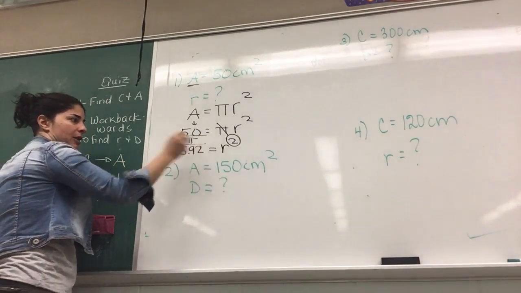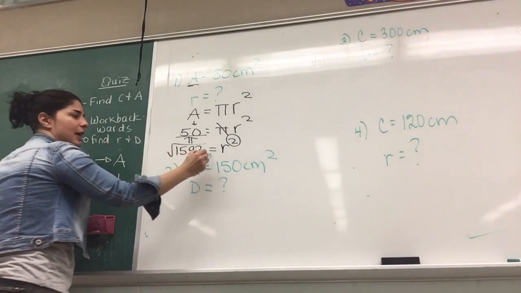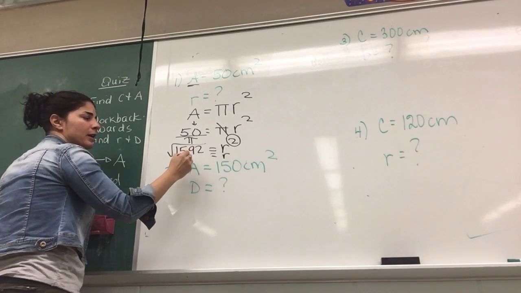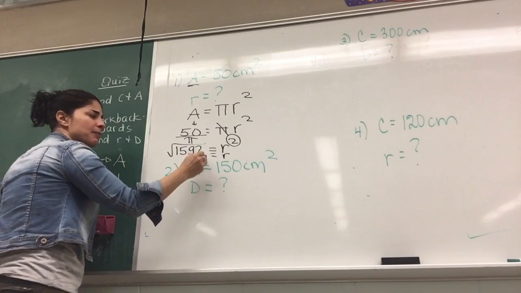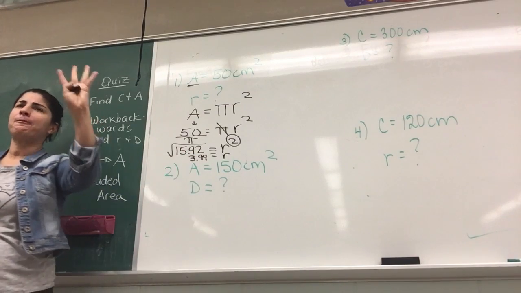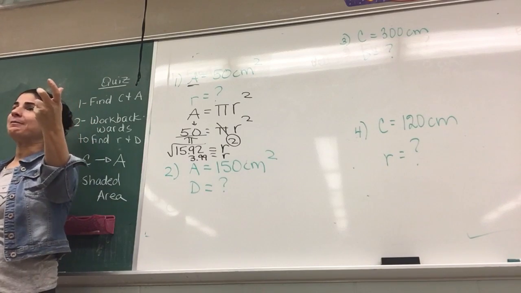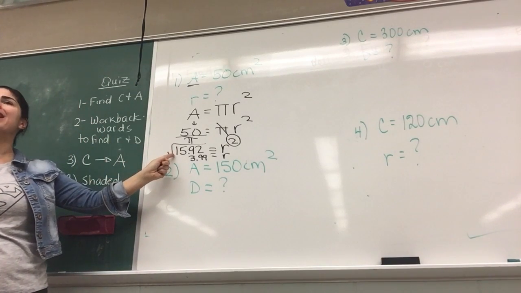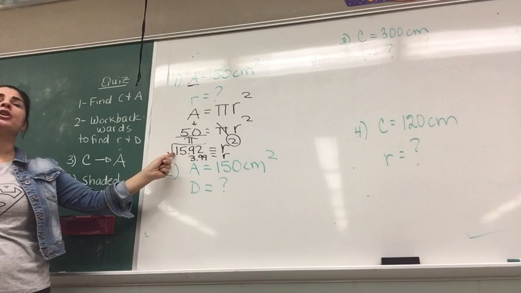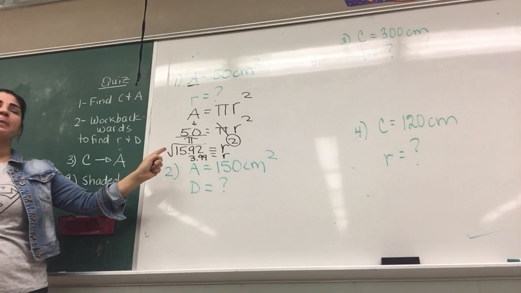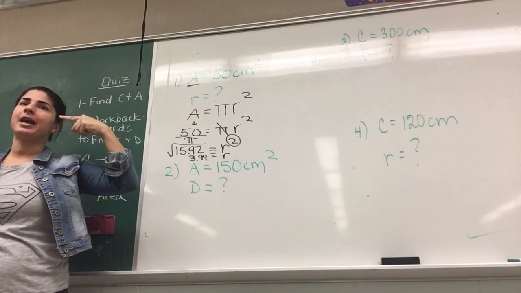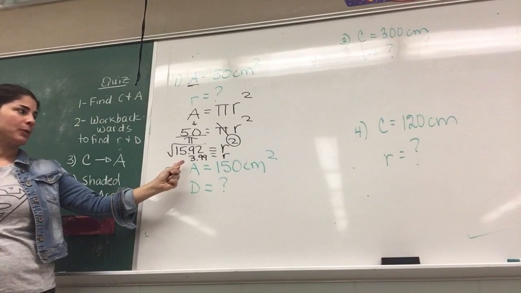So this number here gets square rooted, and I get r equals 3.99, which makes sense, because 3.99 is like 4, and 4 times 4 is 16. And that was what we had. We had a very, very close number to 16. And that's how I would check in my head. Okay, so I'm happy with this.